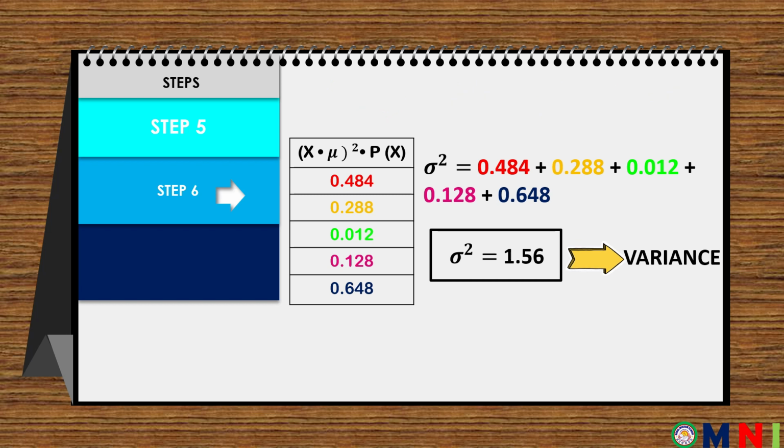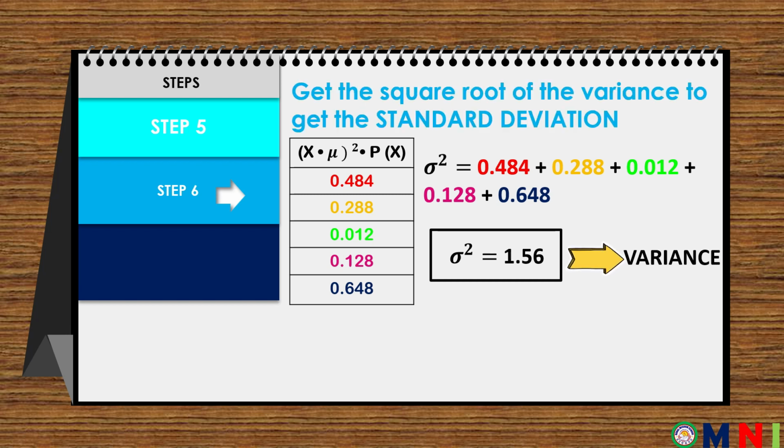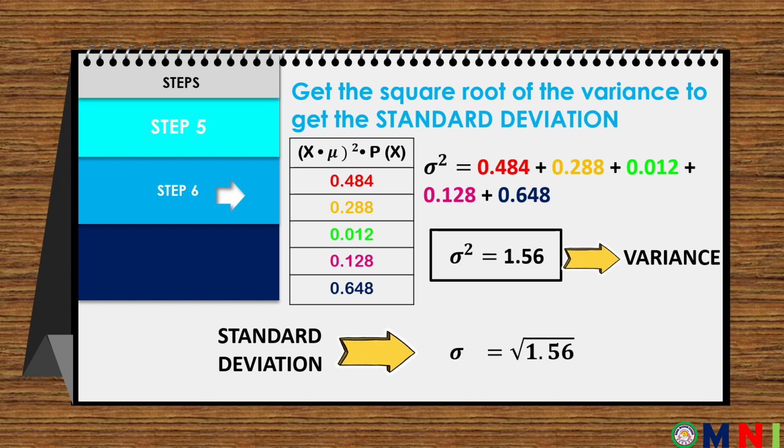While in step 6, get the square root of the variance to get the standard deviation. So our standard deviation is equal to the square root of 1.56, which gives us a result of 1.25.